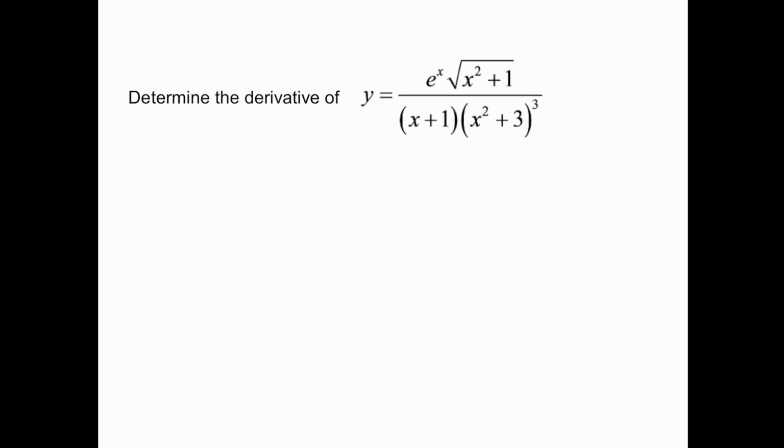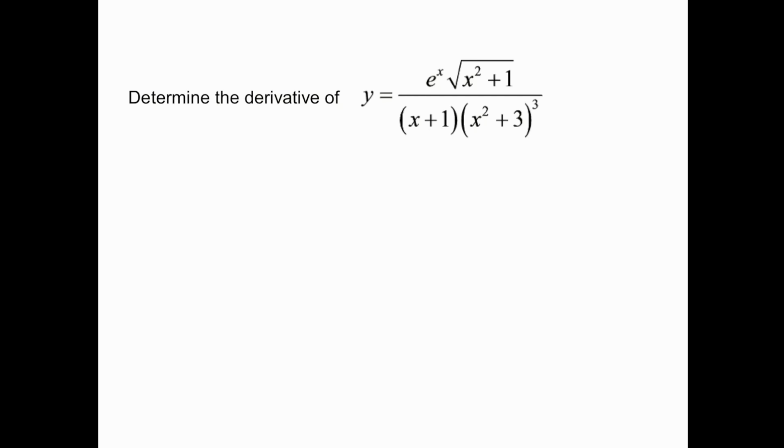So we have y equals e to the x times the root of x squared plus 1 all over (x plus 1) times (x squared plus 3) to the power of 3. We're going to use the log division rule. I was going to try and say it's similar to our quotient rule, but it isn't really. What we're going to do is take the natural logarithm of what's on the top and subtract from it the natural logarithm of what's on the bottom.